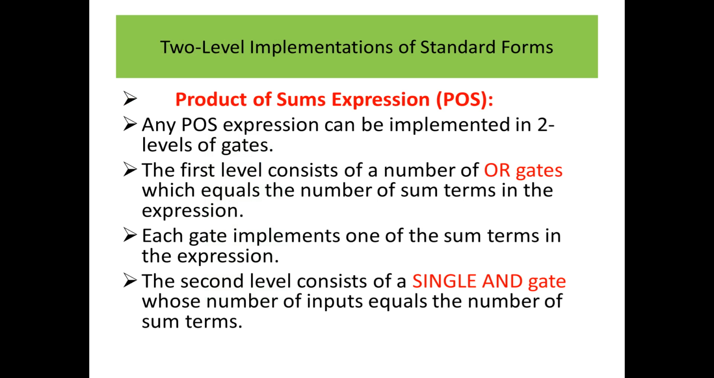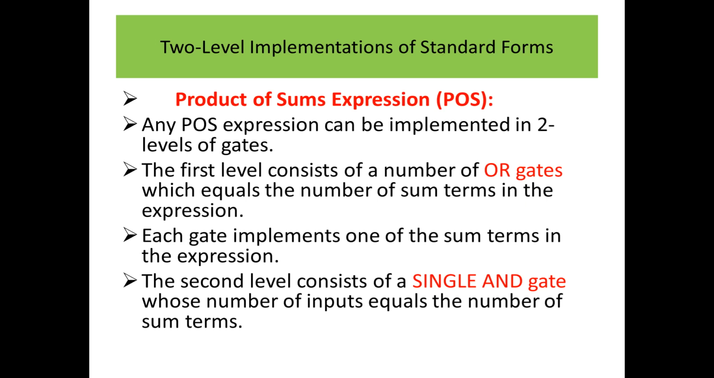Next, the two-level implementation of standard forms of product of sum expressions. Any POS expression can be implemented in two levels of gates. The first level consists of OR gates, equal to the number of sum terms in the expression. Each gate implements one sum term. The second level consists of a single AND gate whose number of inputs equals the number of sum terms.